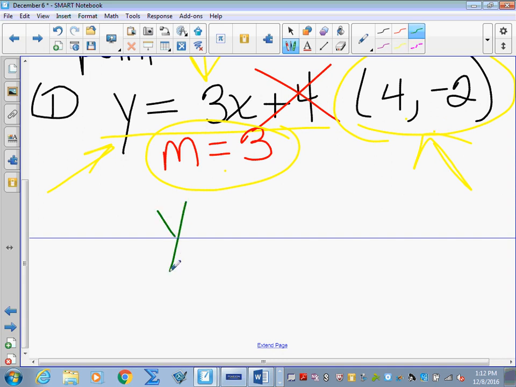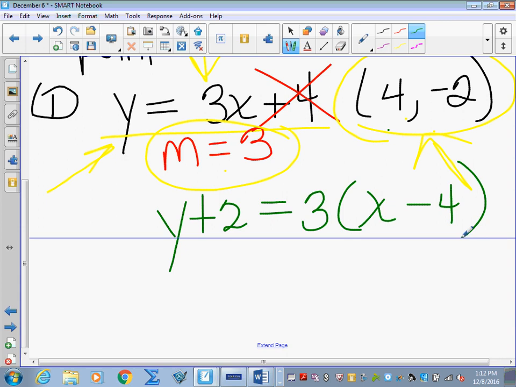All right, wait a minute. Now -2 or +2? So y plus 2 equals, what's my slope? 3 times x minus 4. Okay? So you're going to have to do that in a second on your quiz where you got to take the point and slope, and all you're doing is dropping the numbers where they go in point slope form. Okay? Any questions on that part?